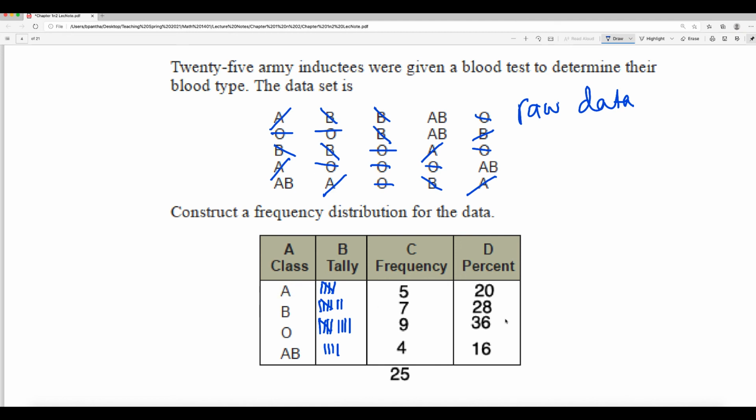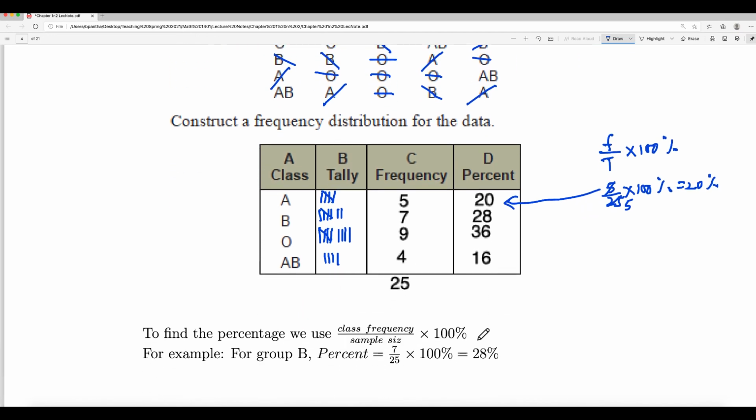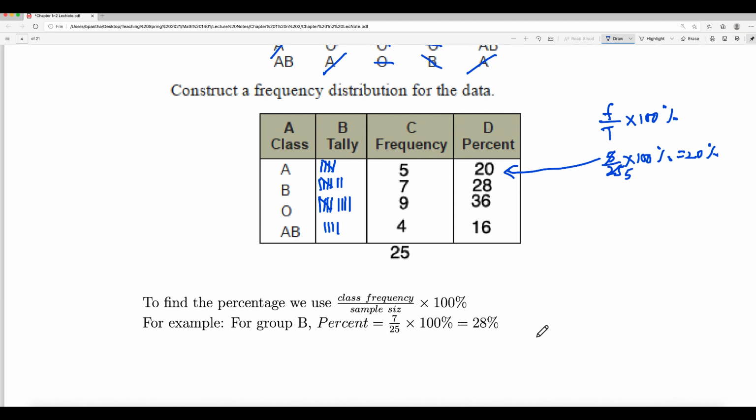Okay, now how do I find out the percentage? To find the percentage, you write frequency divided by the total frequency times 100%. For example, if you want the percentage of category A, then you do 5 over 25 times 100%. If you divide both top and bottom by 5, 100 over 5 is 20%. So this is what we get here. Similarly, 7 over 25 times 100% gives 28%, 9 over 25 times 100% will be 36%, and 4 over 25 times 100% will be 16%. This is how you find the percentage.